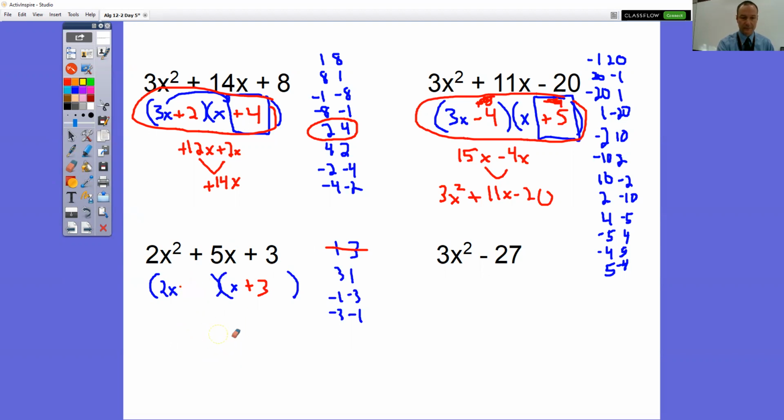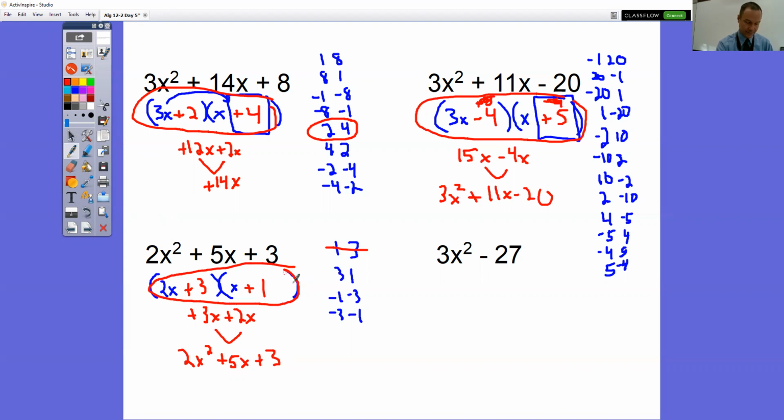On the next one, we had 3 and 1. Let's see if that works. Plus 3 and plus 1. So for the inners, we would have 3 and x is 3x. For the outers, 2 and x, which is 2x. Add together your outers and your inners, ding, ding, ding. That one works. So we would have 2x times x, which is 2x squared, our outers and our inners. Last, 3 times 1 is 3. Notice that that matches. So this one is our answer.